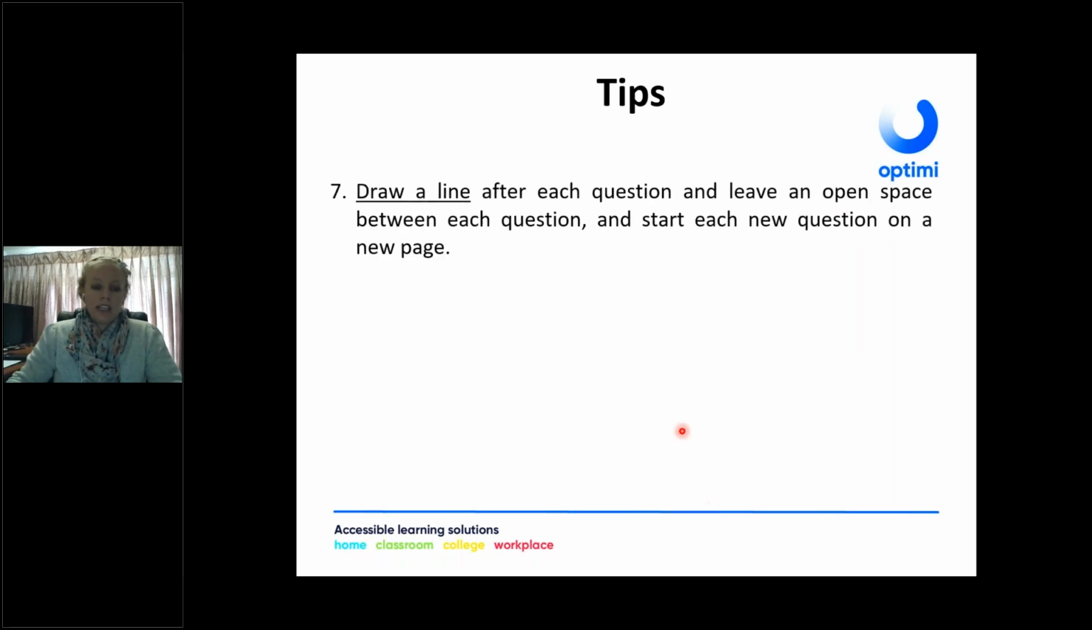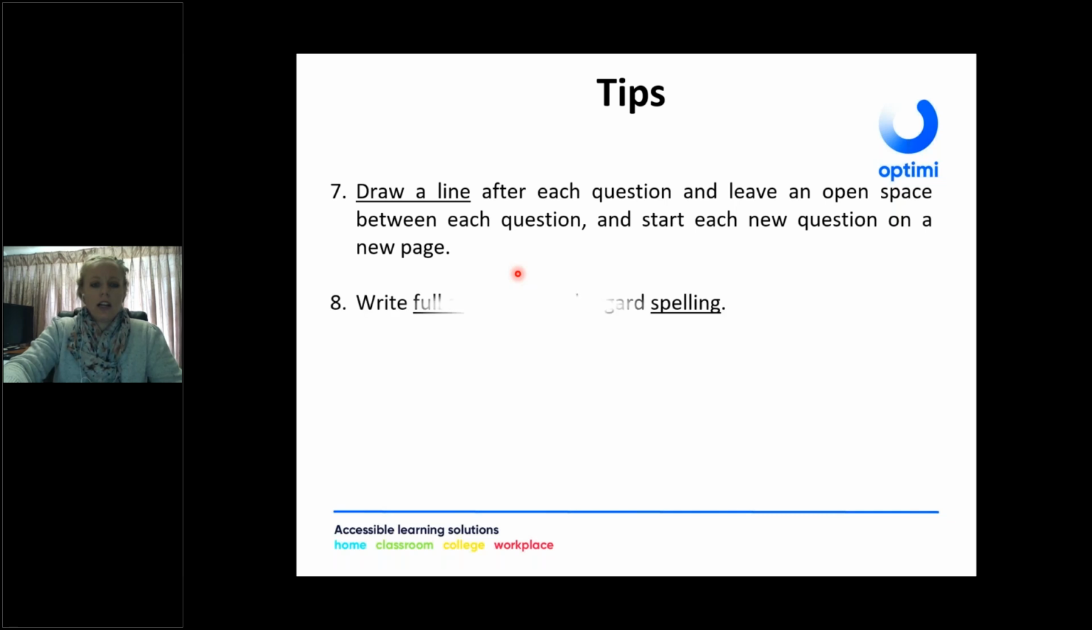Okay. The next step is draw a line after each question and leave an open space between each question and start each question on a new page. This is just to make sure that the marker sees all your answers. If they are unsure, if they don't understand where this answer fits in, they can't give you the mark because they need to understand where each of your answers fits to each question. So it's just a more aligned framework that you have to work in.